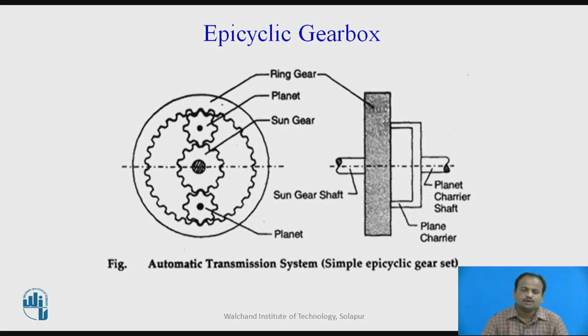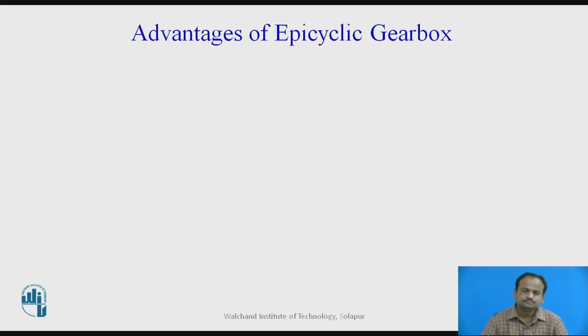In this way, whatever the planetary gear speed is, that is connected to the output shaft. So by fixing one of the gears, we will get different gear ratios and different speeds, and also we will get the reverse speed as I told. In this way, this epicyclic gearbox works.